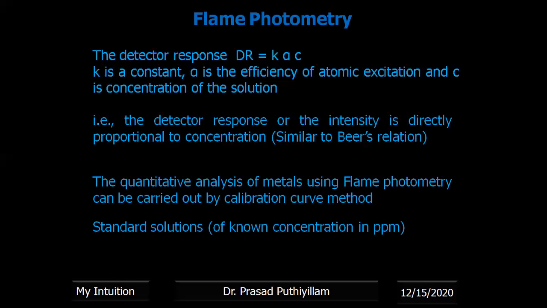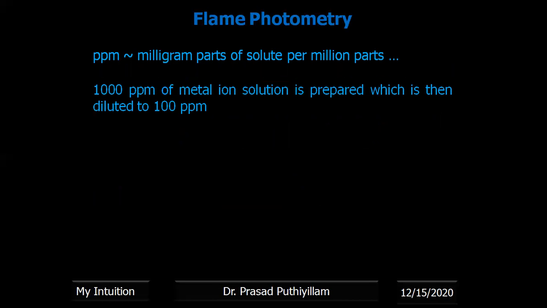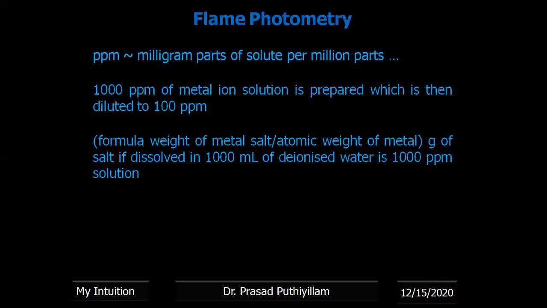Calibration curve method means we need to have standard solutions of known concentration. Concentration is taken in parts per million, ppm, that is milligram parts of solute per million parts of the solution. Initially we prepare 1000 ppm of metal ion, which is then diluted to 100 ppm. Then how do we prepare a 1000 ppm solution of the corresponding metal ion or metal salt?